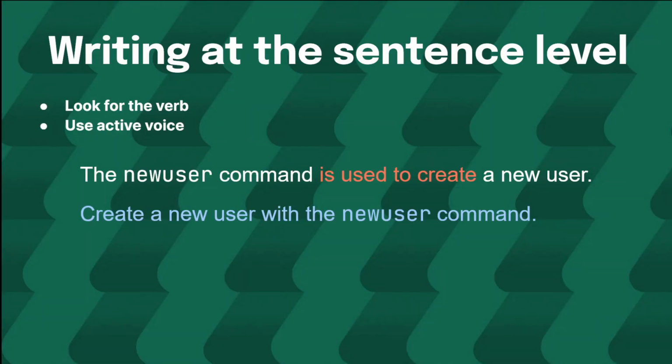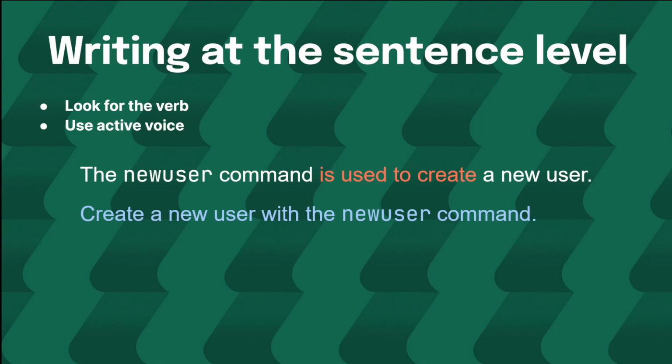So is used to create, that's the whole verb here. Whereas if we phrase it as create a new user with the new user command, we've conveyed the same information, but we've turned it into an imperative sentence in active voice. You, the user, is the subject. Create a new user. That's the verb.